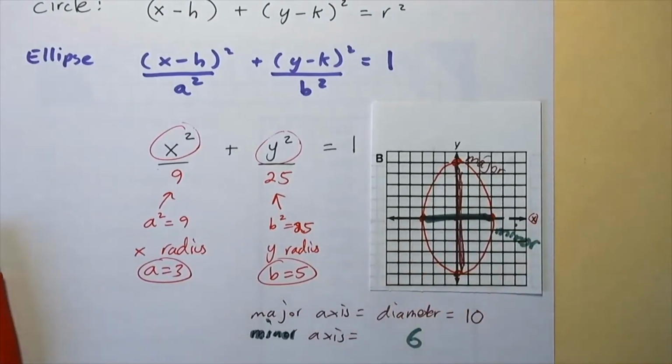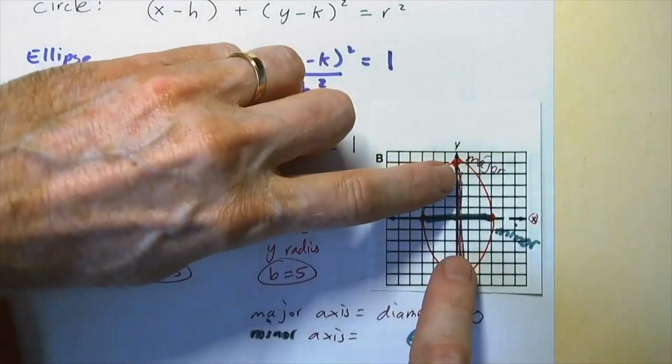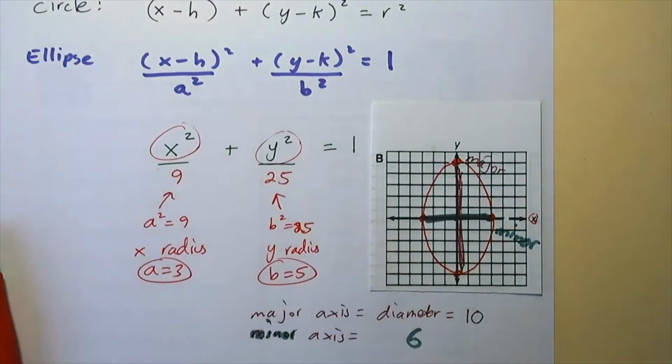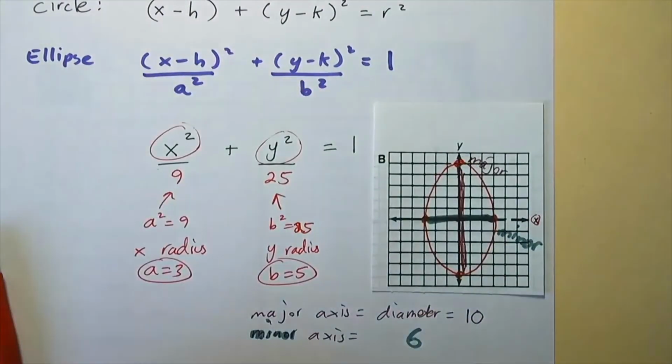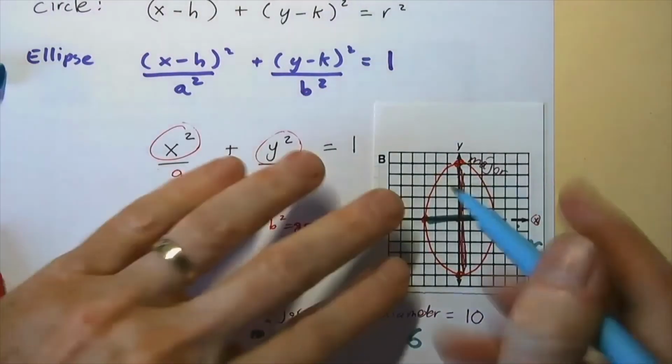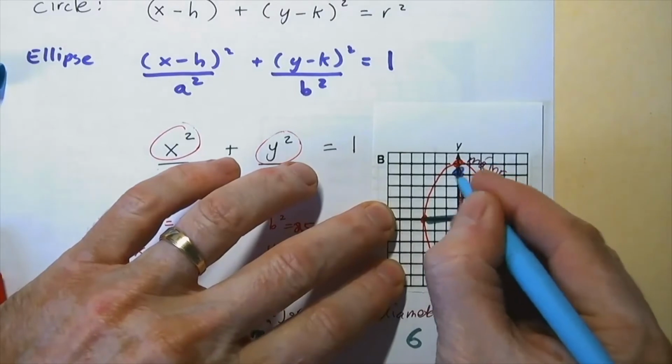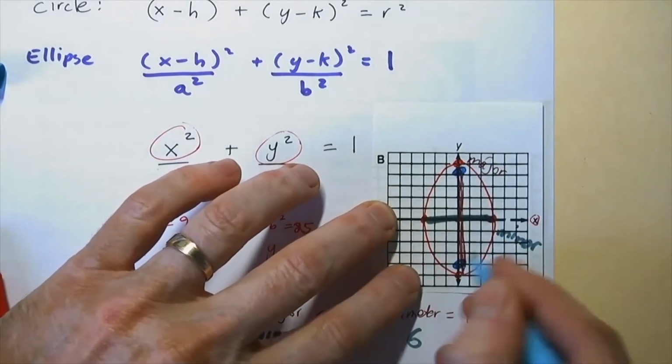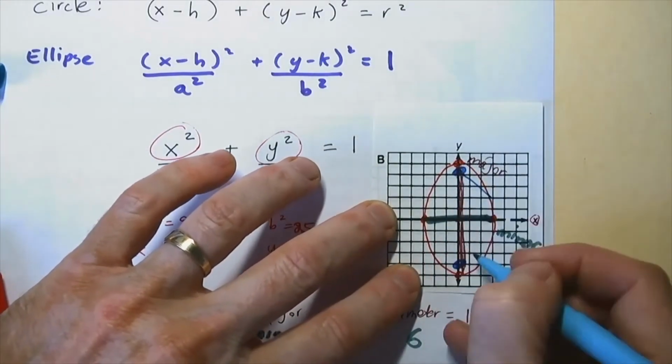You could also figure out where the push pins go. If I were to draw this circle and use my string, where do I put the push pins? You put them at the focus points. There's a focus point somewhere over here and somewhere over here. The more oval it is, the more it is.